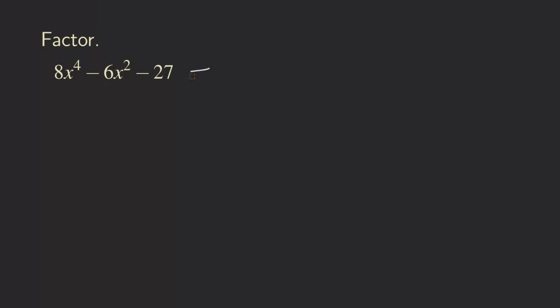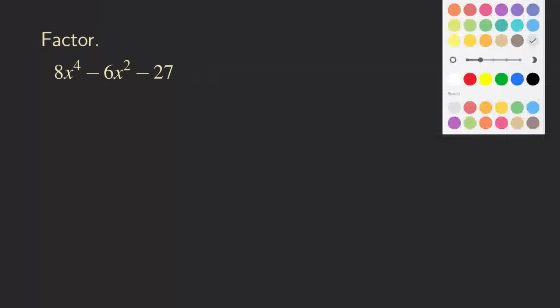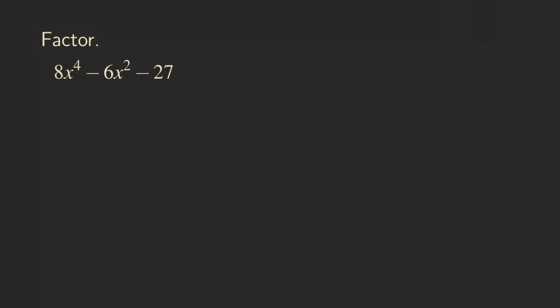Because this thing right here, let me use a different color, actually looks like 8 and then something squared minus 6 times something and then minus 27. What is that something? It's x squared, and then x squared. You see what's going on here? X squared gives you x to the fourth. So this looks like a quadratic expression, right? Even though it's not a quadratic expression, we can still use trial and error to factor this.